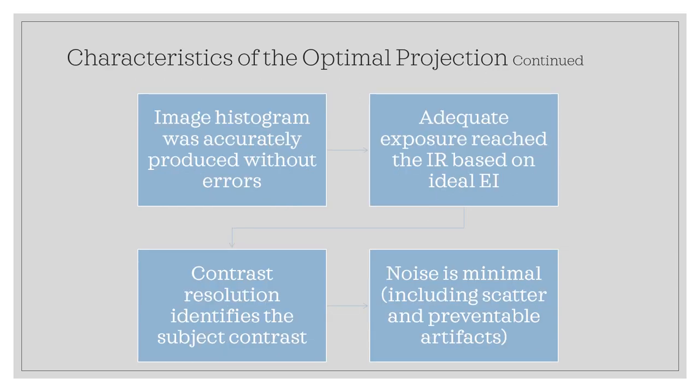Characteristics of the optimal projection continue. The image histogram was accurately produced without errors. Adequate exposure reached the IR based on the ideal EI number. Contrast resolution identifies the subject contrast. Noise is minimal, including scatter and preventable artifacts.